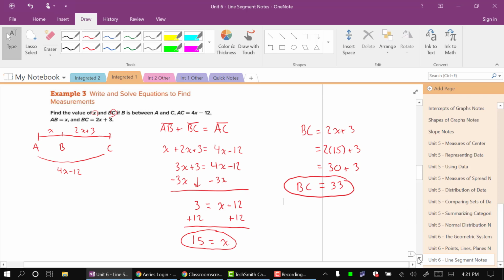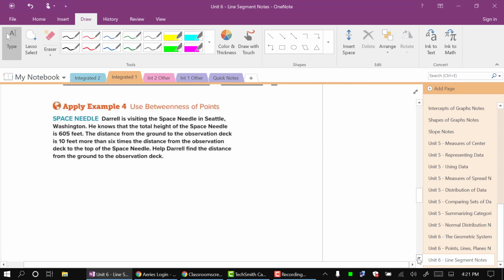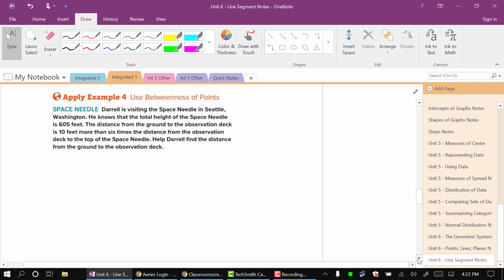Let's take a look at example 4. So we're visiting the Space Needle in Seattle, Washington. We know that the total height of the Space Needle is 605 feet. So the total height of the Space Needle is 605. The distance from the ground to the observation deck is 10 feet more than 6 times the distance from the observation deck to the top of the Space Needle. So we got our Space Needle. We got our observation deck. And then we have the needle at the top.